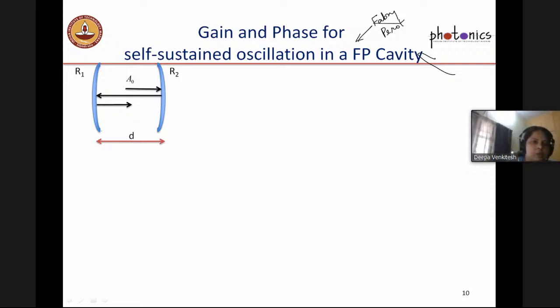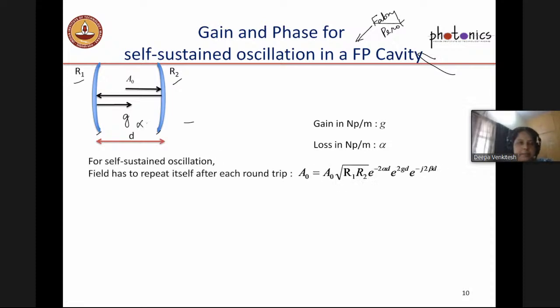So let's say there are two mirrors whose reflection coefficients, or reflectivities, are R1 and R2. R1 simply means that of all the power incident on it, an R1 fraction gets reflected back into the cavity, right? And let's say that the gain in the system is G in Neper per meter, and the loss in the system is alpha, again in Neper per meter, because the system could have losses as well.